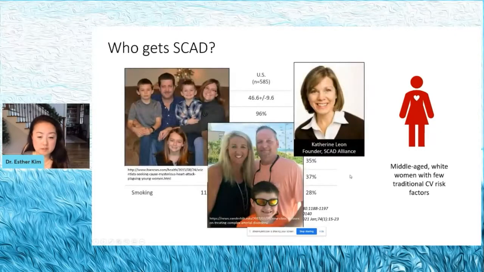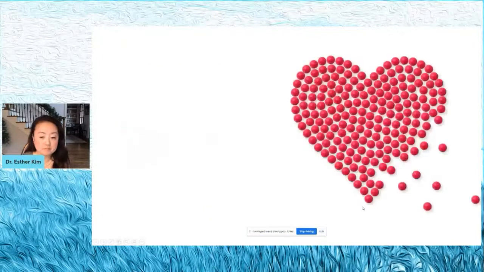And they may look like some of these patients here. And here's Catherine Leon, the founder of SCAD Alliance, who also helped to found the iSCAD Registry, which I'll be talking about. Catherine had a peripartum SCAD, and certainly she and the other patients listed here do not look like patients who should have had a heart attack.